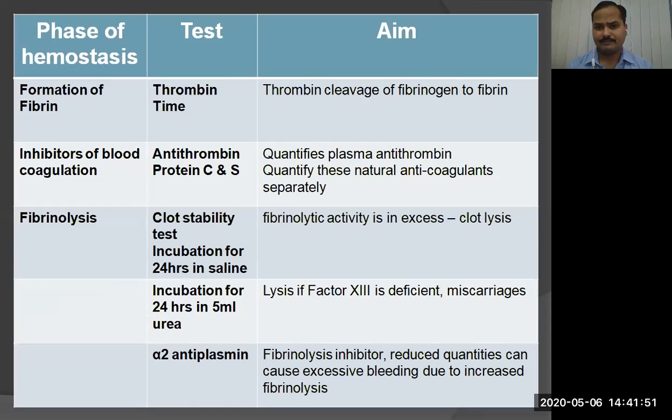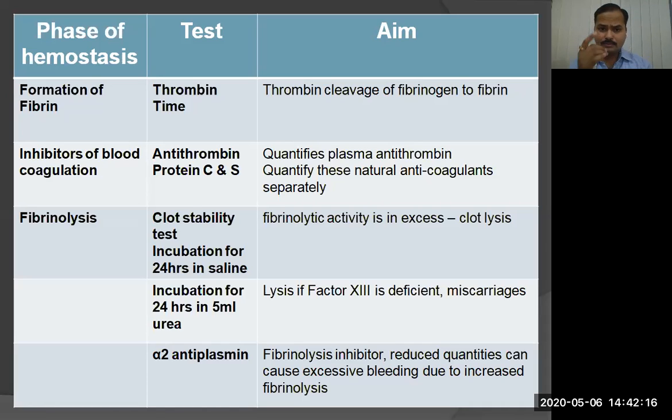And thrombin time, so prothrombin time, APTT, and the thrombin time. The thrombin cleavage of fibrin is seen by the thrombin time. Then inhibitors of blood coagulation. After the coagulation is there, there has to be inhibition factors which are associated with the inhibition of that coagulation process.